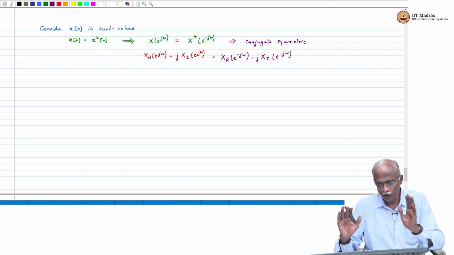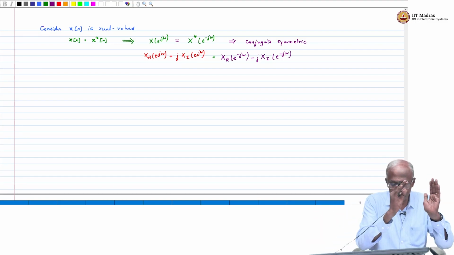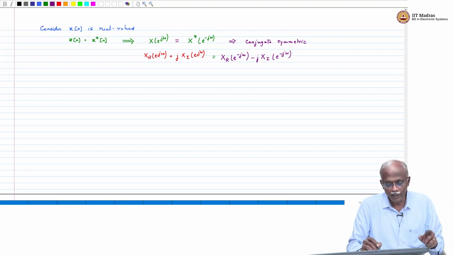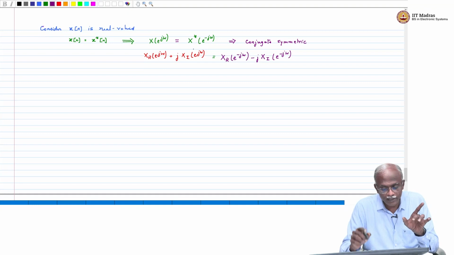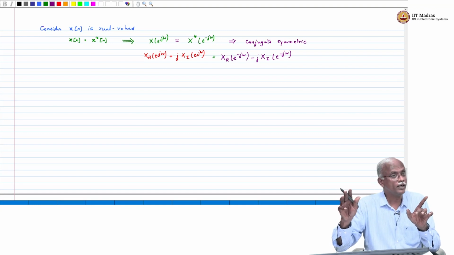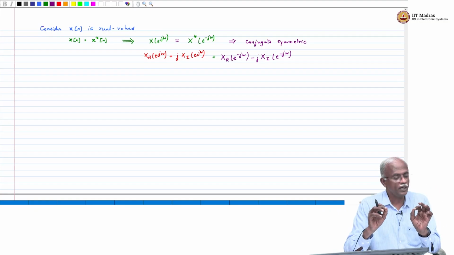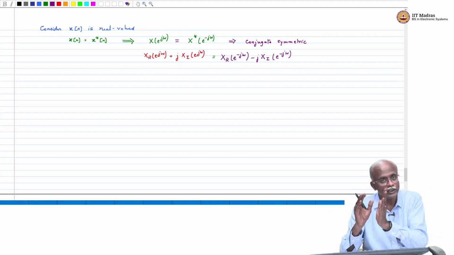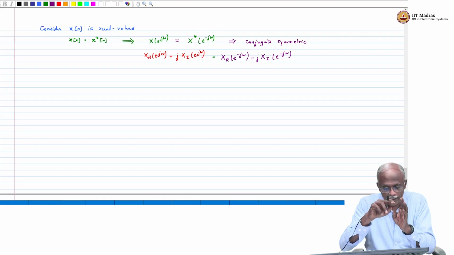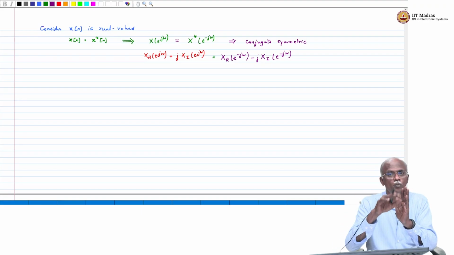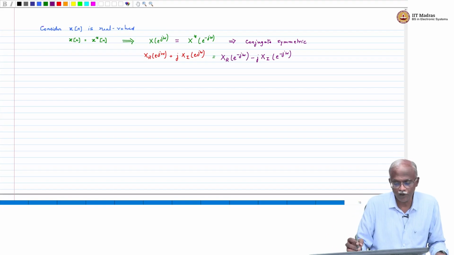Now in case you are not sure how I got this, take the expression for X e of j omega. First conjugate it. What will happen? You will get X R e of j omega minus j X I e of j omega. Why am I not conjugating X R? Because it's already the real part. And I am not conjugating X I because that is also real valued. So only the plus j will become minus j. The next step, replace omega with minus omega, and you will get the expression on the right.